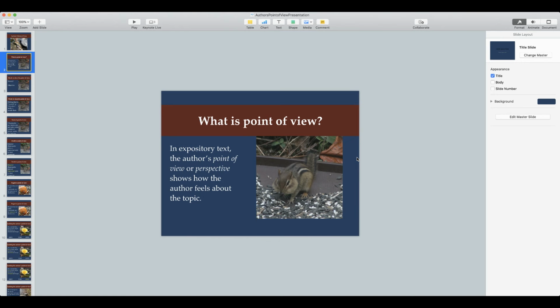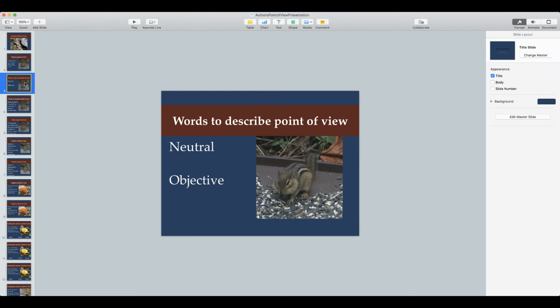So in expository text or informational text, the author's point of view or perspective shows how he or she feels about the topic. So if they're writing about yesterday's story, for example, which is what we'll be looking at, the point of view, what did that author feel about the rescue dogs? Okay, that was the topic. We're going to look at some examples here today.